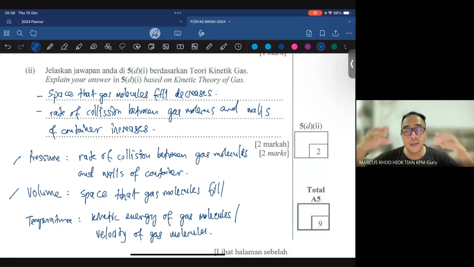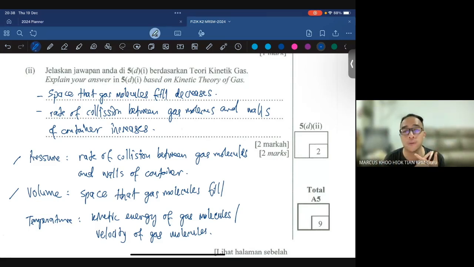Basically, what you're doing is you're filling in the gap. Okay, in this case, volume decreases, pressure increases. Why? That space in the middle is what you want to fill. Volume decreases, why? And then what causes the pressure to increase? Okay, so kinetic theory, I guess, actually is not difficult. It just requires you to remember. If I'm talking about pressure, I need to talk about this.